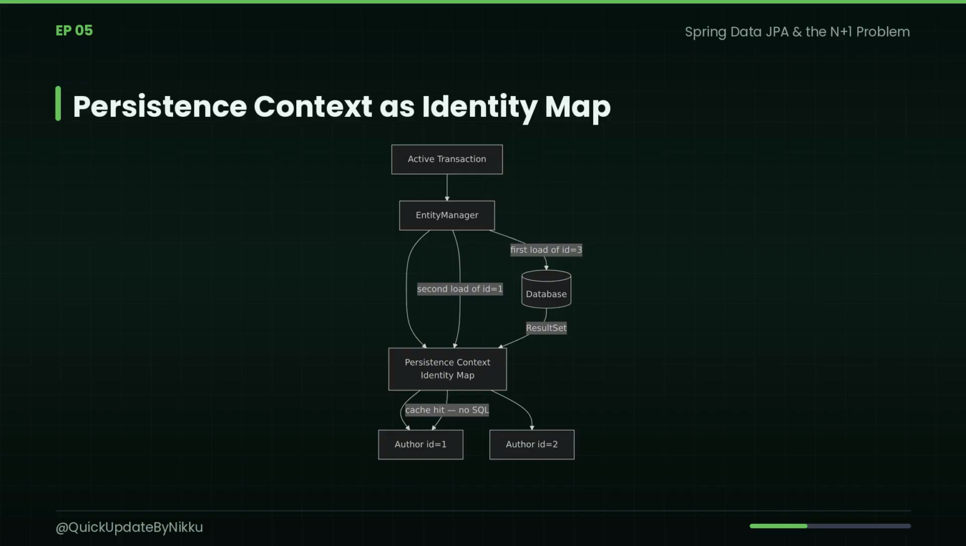When Hibernate loads an author with ID 1, it registers that object in the persistence context. If the same transaction requests author ID 1 again, Hibernate returns the same Java object reference without touching the database. This is the identity map, also called the first-level cache. This provides deduplication within a transaction, but it does not prevent extra SQL statements from firing in the first place, which is exactly why N+1 still happens.